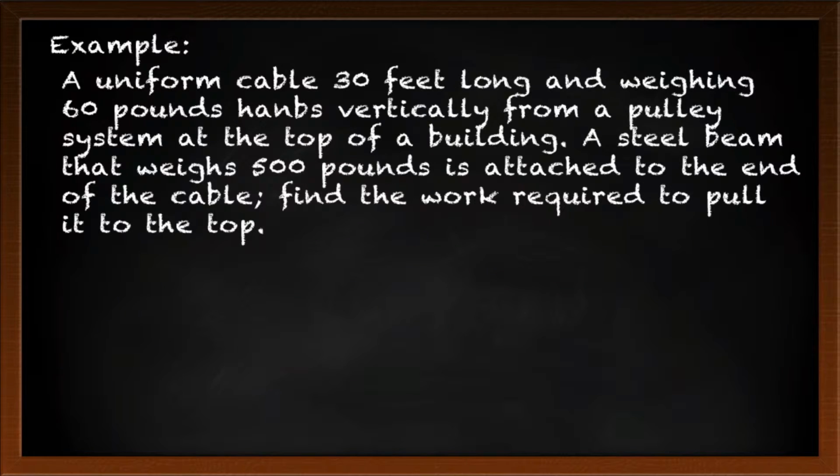For our second example, a uniform cable 30 feet long and weighing 60 pounds hangs vertically from a pulley system at the top of a building. A steel beam that weighs 500 pounds is attached to the end of the cable. Find the work required to pull it to the top.